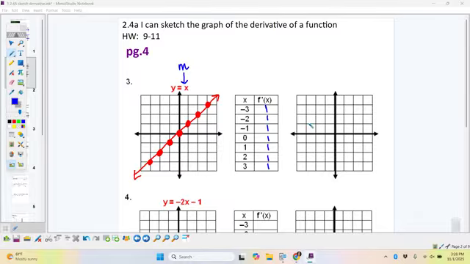So now I'm going to plot -3, 1, -2, 1, -1, 1, and so on, and connect the dots. And now this derivative, f prime of x, equation is 1. Everywhere the y value is 1.